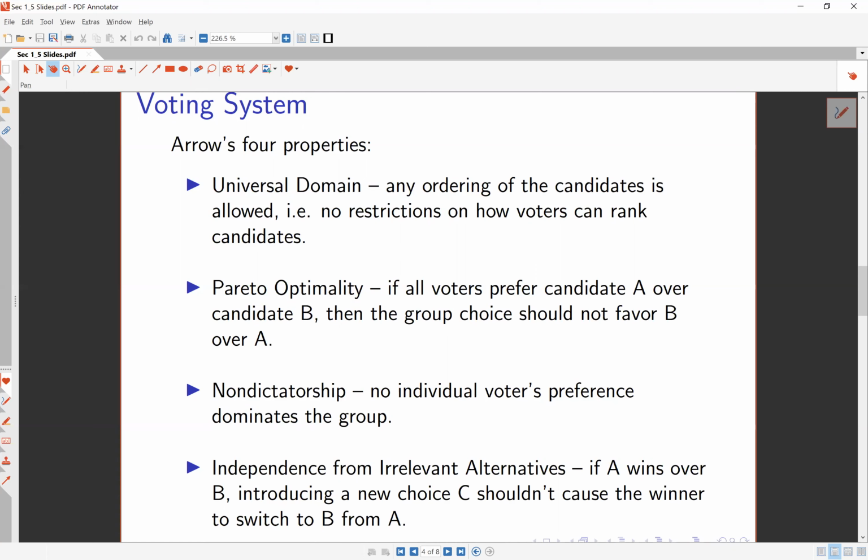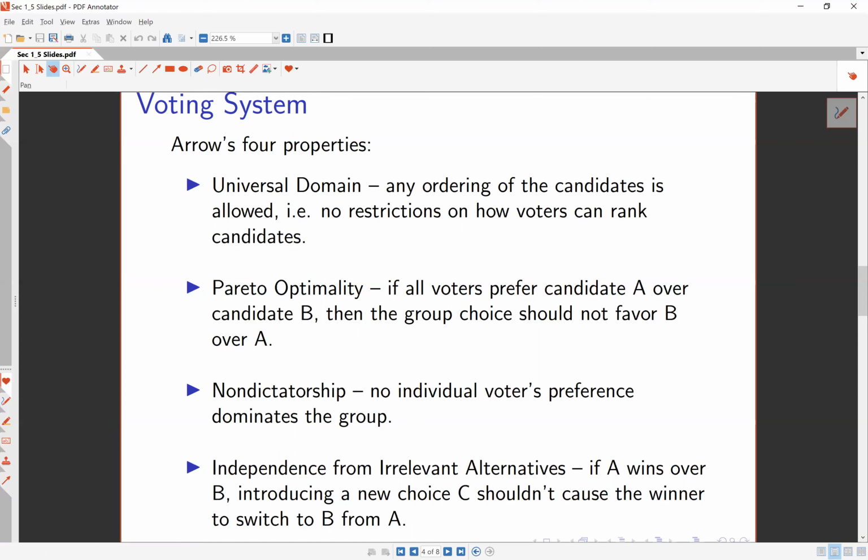Third property is non-dictatorship. That means that no individual should be able to dominate the election. So no one's ballot should be more influential than anyone else's ballot. Essentially, non-dictatorship means there isn't someone who can single-handedly determine the outcome of the election.